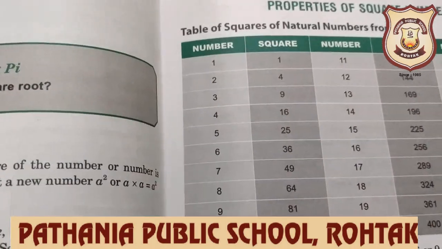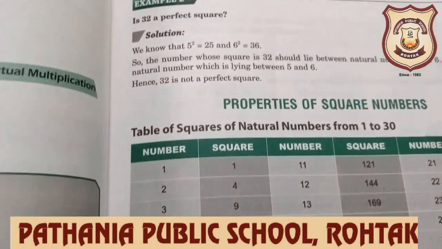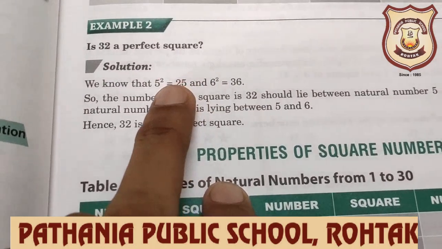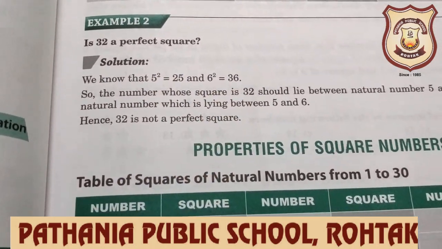So what are perfect squares? Is 32 a perfect square? No, because 32 lies between 5 square and 6 square.